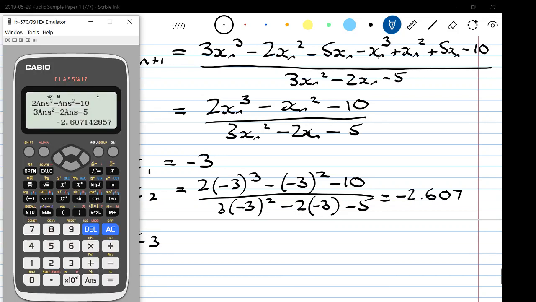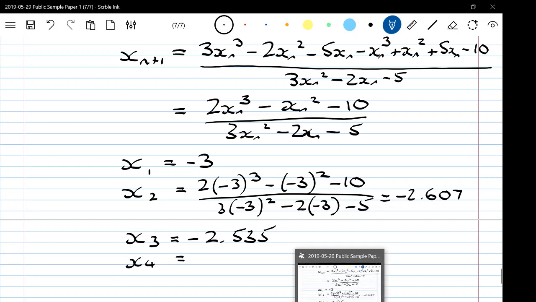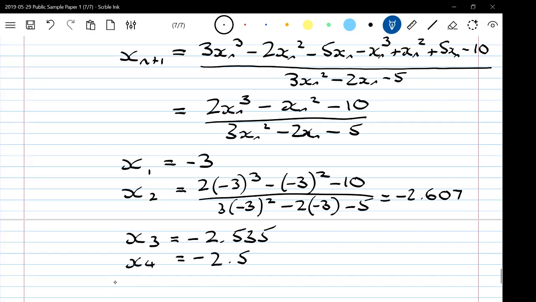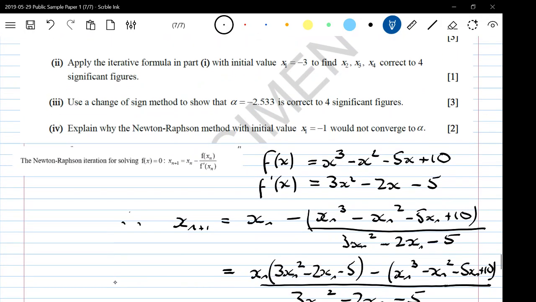So x3 is minus 2.535 and x4 is, where's it gone? Minus 2.533. Is that right? 4 significant figures? Yes!